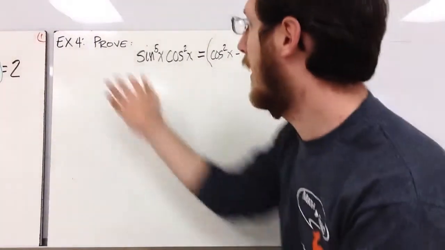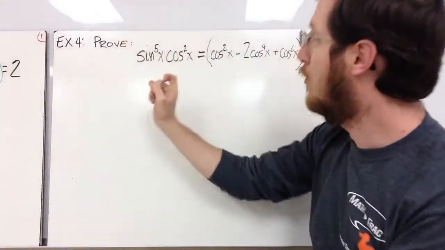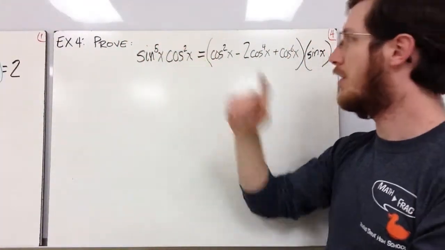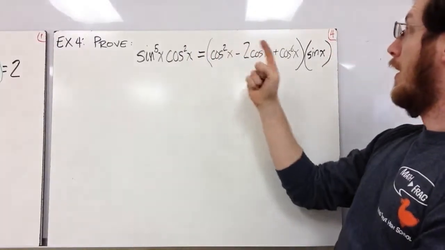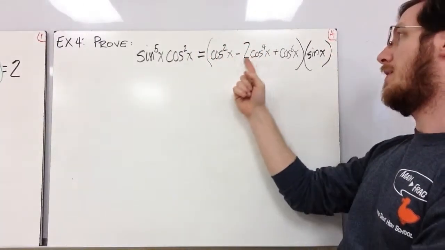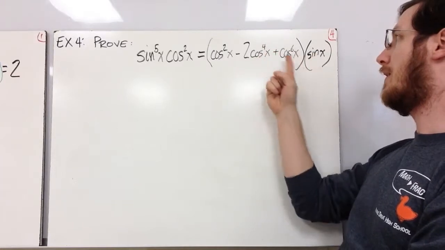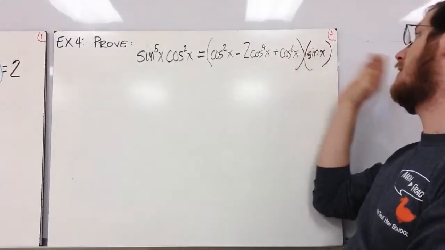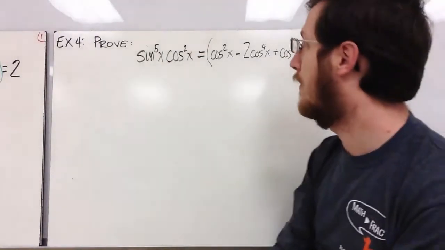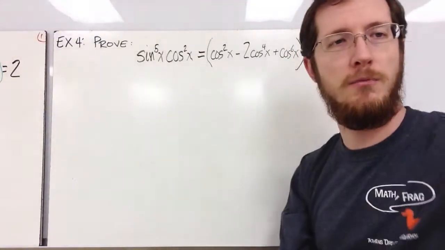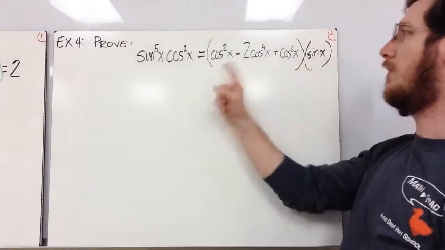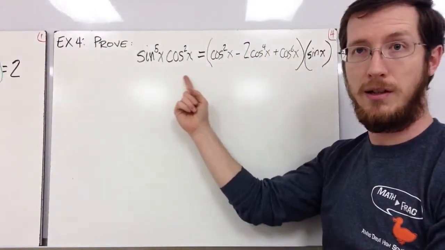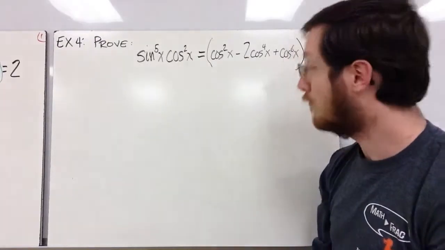Okay, example number 4, last example we're going to do together. It says prove sine to the 5th of x times cosine squared of x equals, in parentheses, cosine squared of x minus 2 cosine to the 4th of x plus cosine to the 6th of x, close parentheses, times sine of x. Wow, this is a good one. Okay, so now this side definitely looks more complicated, so I'm going to start here and try to manipulate this one until it looks like this side here.